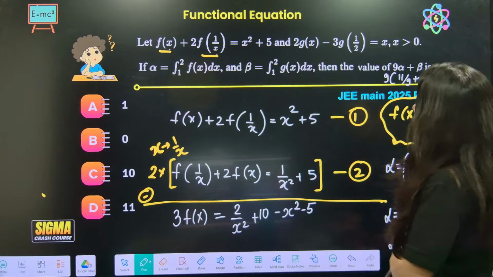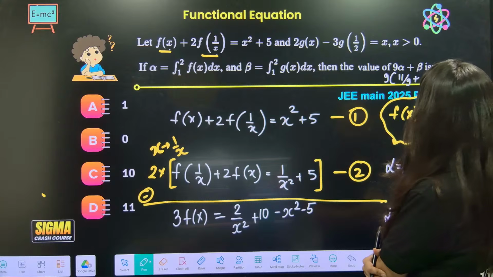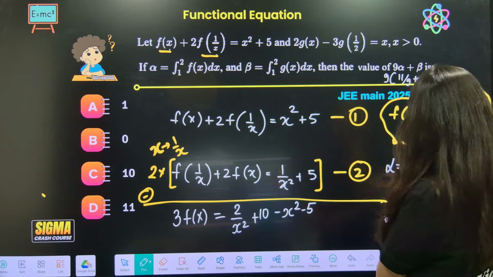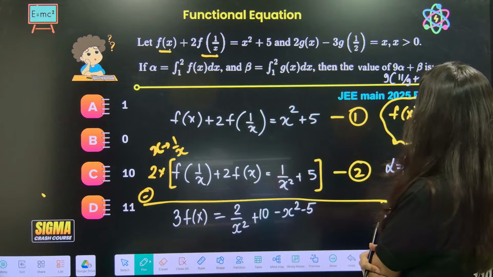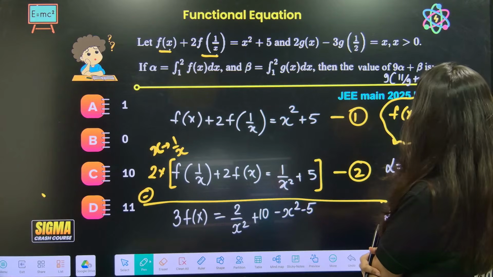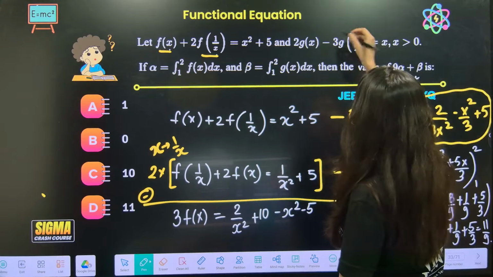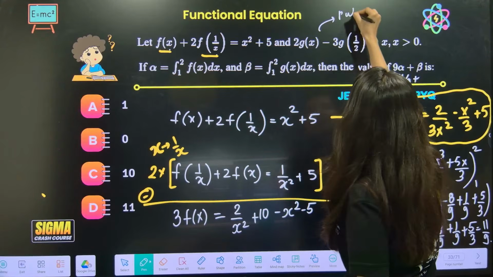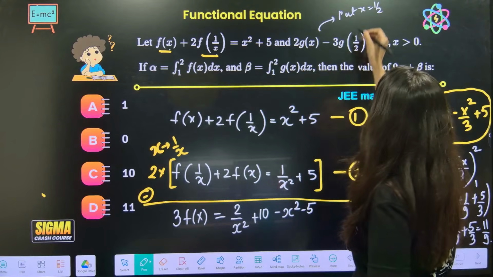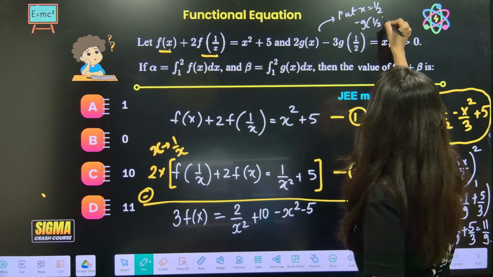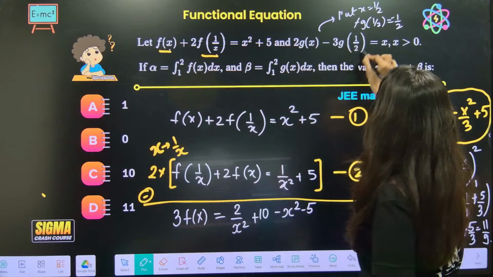Now beta. Okay, let's start with beta. Now beta, how to calculate beta? For beta, we need to have g of 1 by 2. So let's calculate g of 1 by 2. Here, put x is equal to 1 by 2. Tell me what you are going to get: 2g of half minus g of half is equal to half. So g of half is minus half.